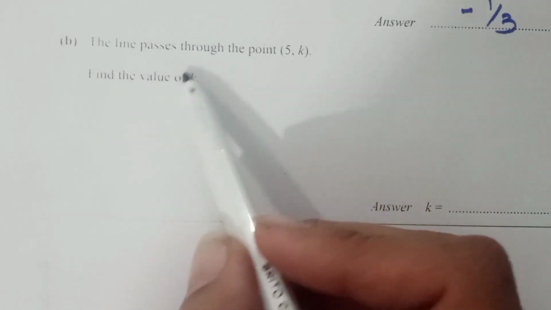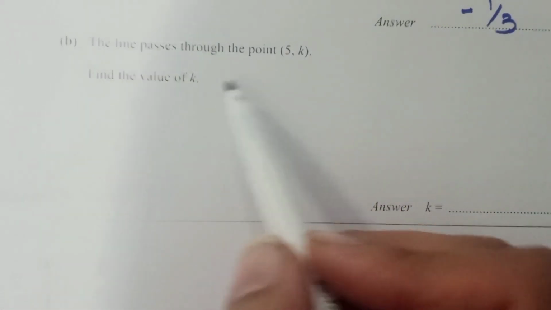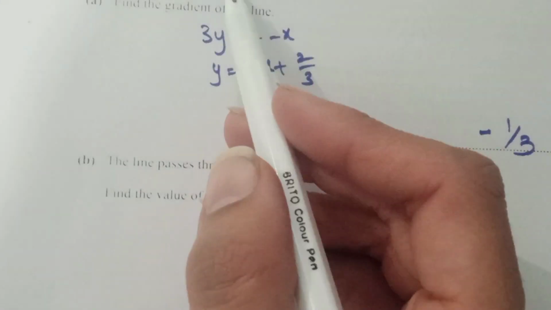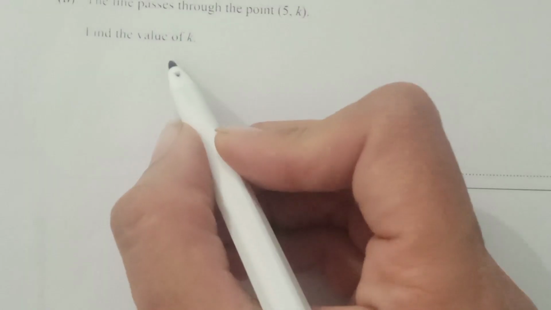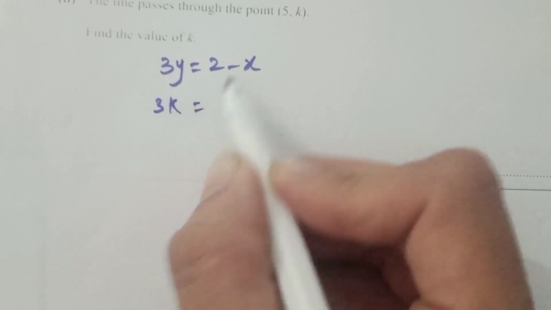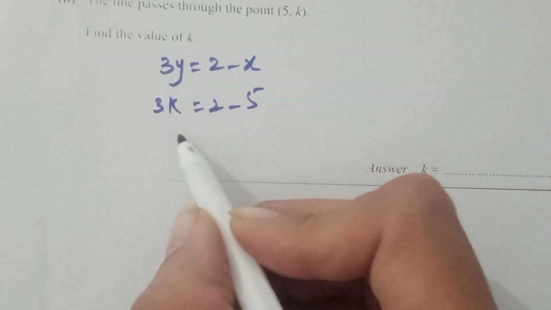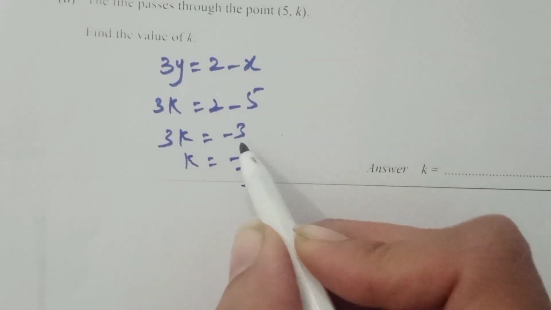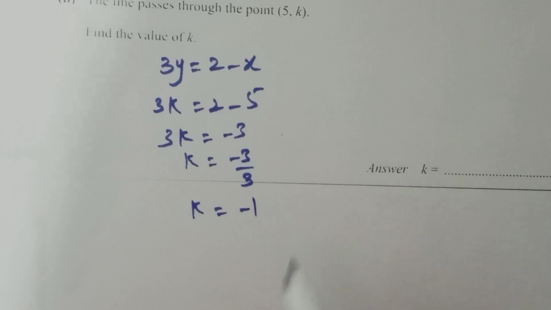Now students, part B: the line passes through the point 5 and k. Find the value of k. The k is the y coordinate, and now I put these values in this equation and I easily find the value of k. 3k equals 2 minus 5, which is minus 3. Divided by 3, we get k is equal to minus 1. Now the value of k is minus 1. This is a question of May June 13 of variant 2.